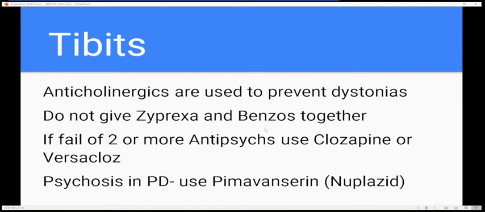Some tidbits that might be important. Anticholinergics are used to prevent dystonias. Don't give Zyprexa and benzos together. If you fail two or more antipsychotics, you can use clozapine. That's really about it for that.